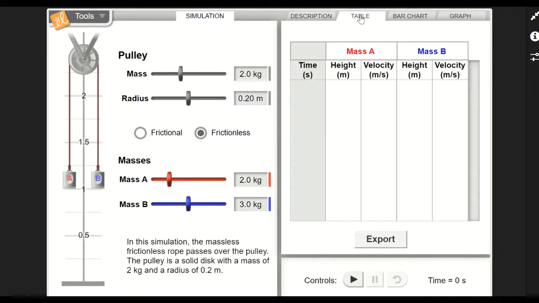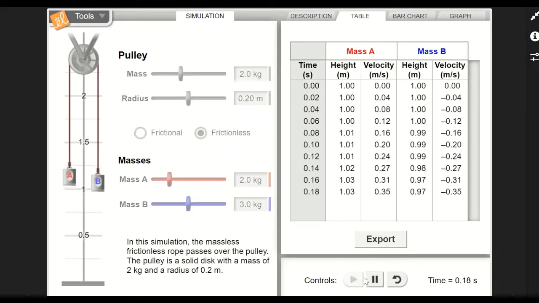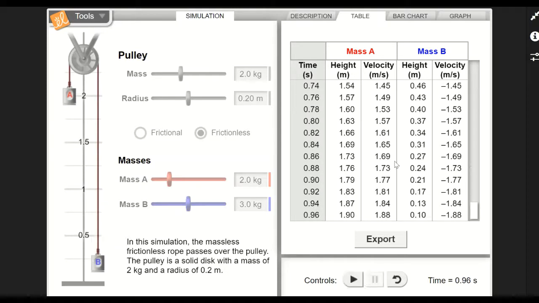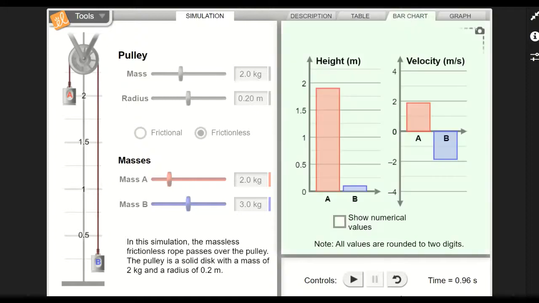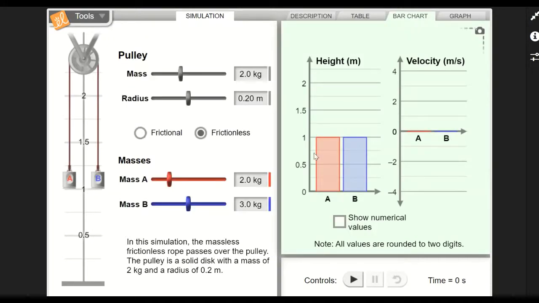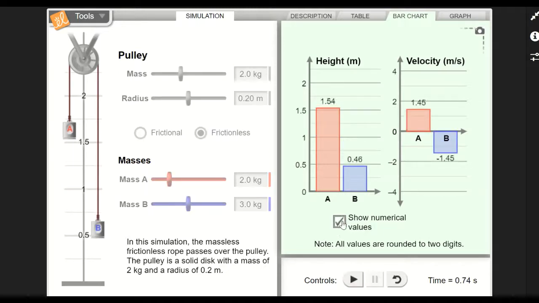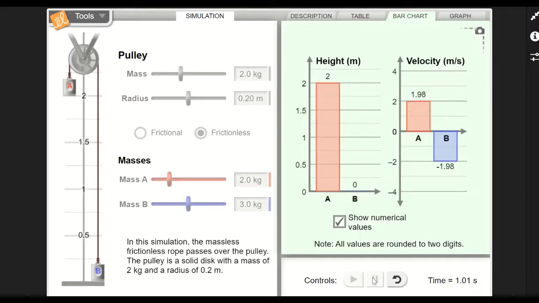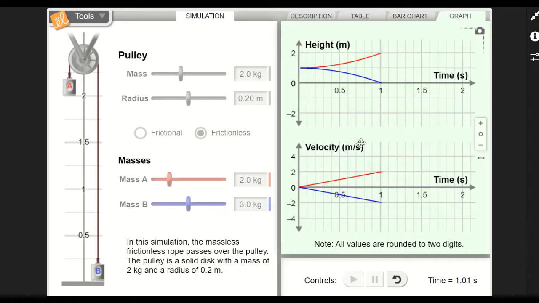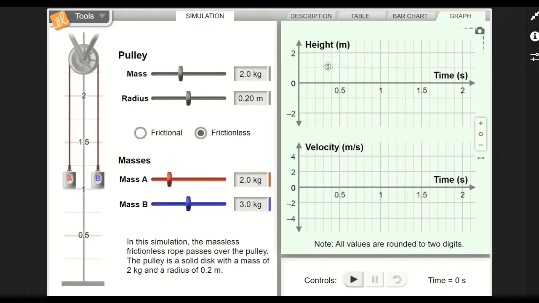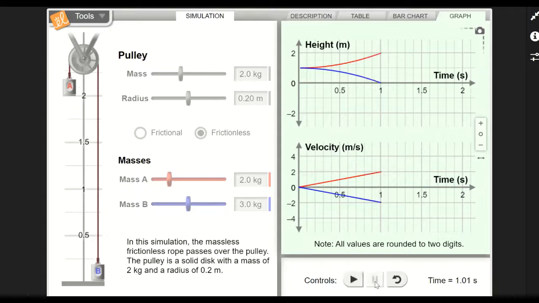If we go to the table and we play this again, you can see that you've got nice data that's collected for you for both masses, A and B. I'll reset it. We can also see the height and velocity in a bar graph, and you can see how those change. You can also put, again, the numerical values. And lastly, we have a graph over here. We've got height versus time, and we also have velocity versus time. And you can see how those are going.